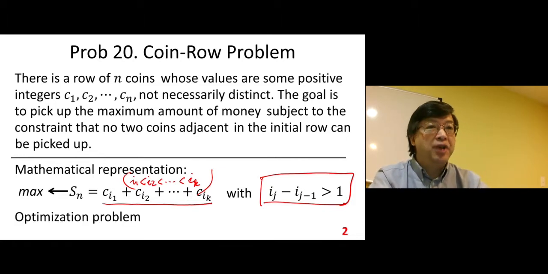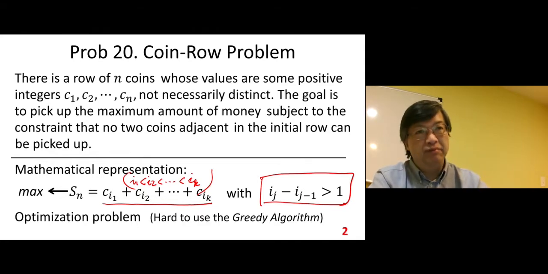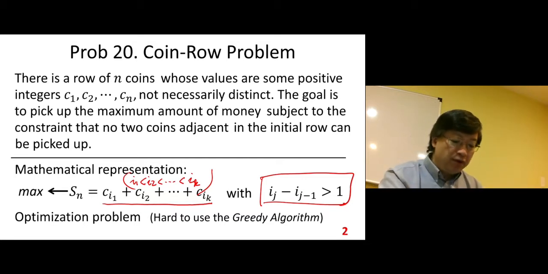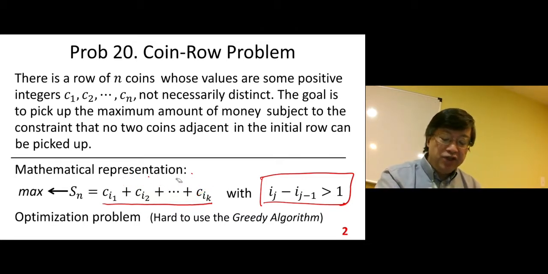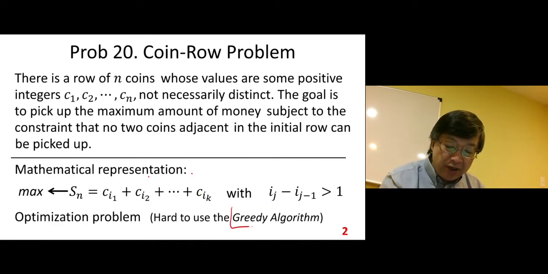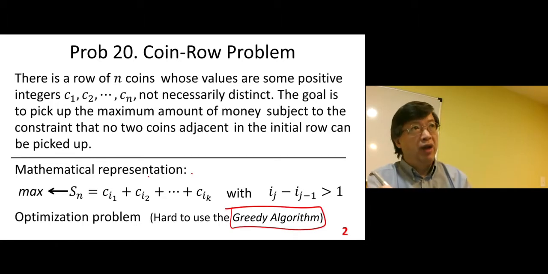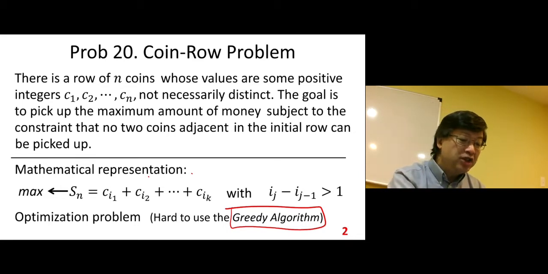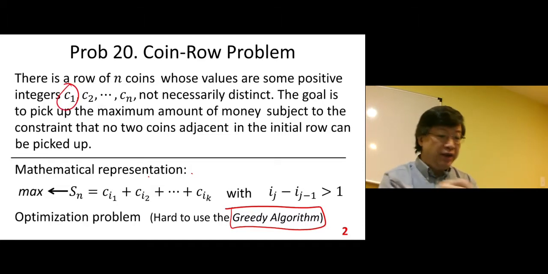This is still an optimization problem, and for this one, we know it is hard to use the greedy algorithm. We can do greedy easily, but the problem is that the greedy algorithm does not guarantee an optimal solution. We can have many greedy strategies. Let's use this strategy: pick C1 first.